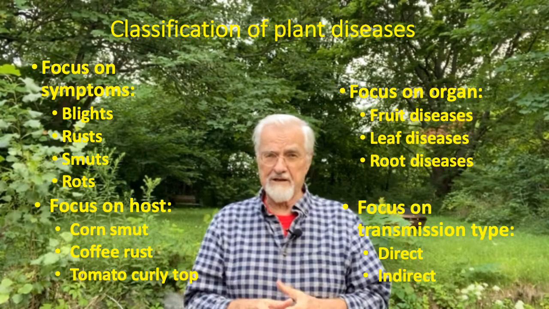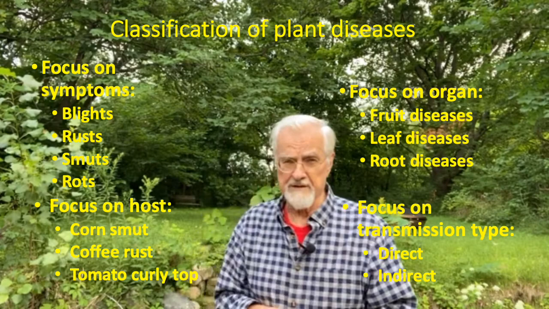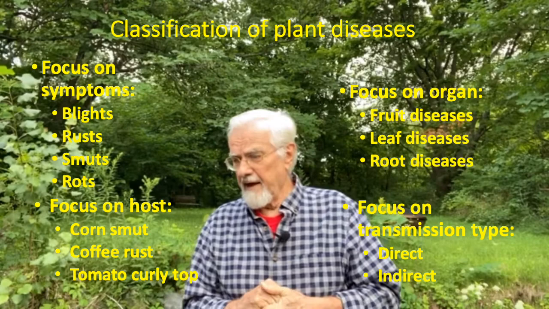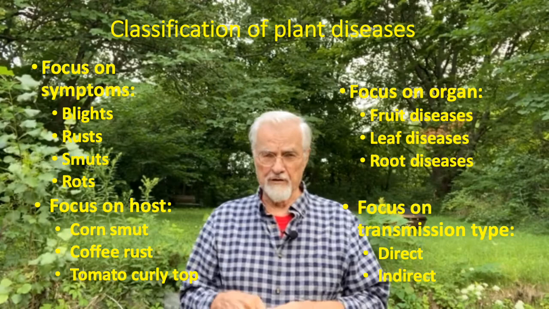You can focus on the organism. You can focus on the organ that's being attacked. You can talk about fruit diseases or leaf diseases or root diseases or bark diseases for that matter. And also you can focus on transmission type, whether you have a direct transmission like you do in the coffee rust, or whether you have indirect transmission as you do in the curly top tomato disease that I talked about last time.